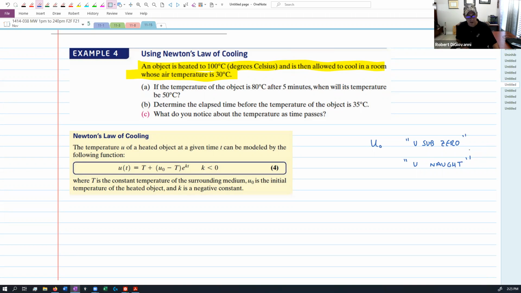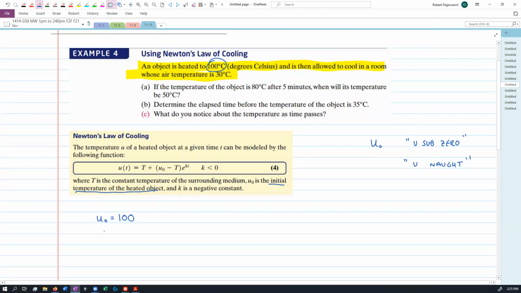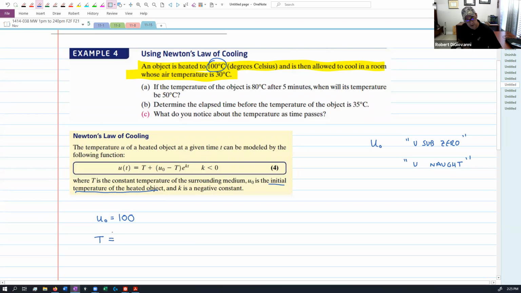So U naught here is the initial temperature of the heated object. Yes, that is 100. I'm sorry, U naught is 100. What else? The constant temperature, that's the temperature of the surroundings, and that is 30, right? And these are degrees Celsius, we'll just remember that.